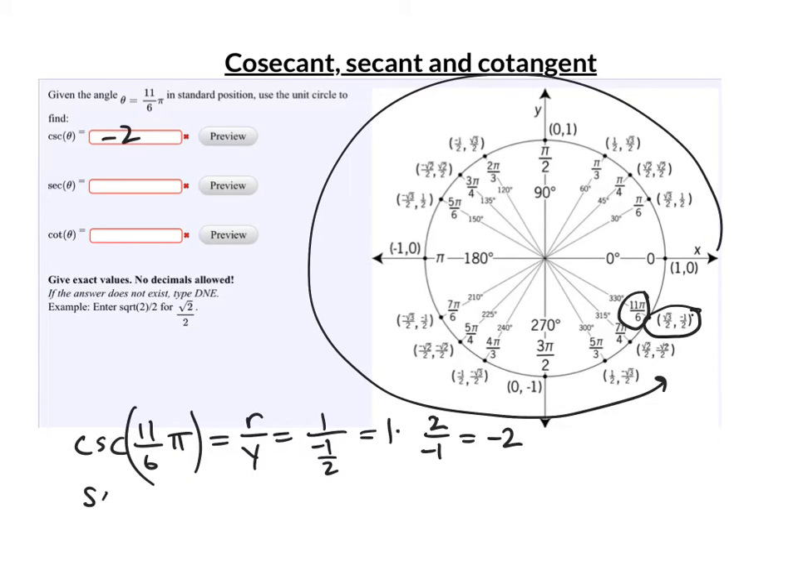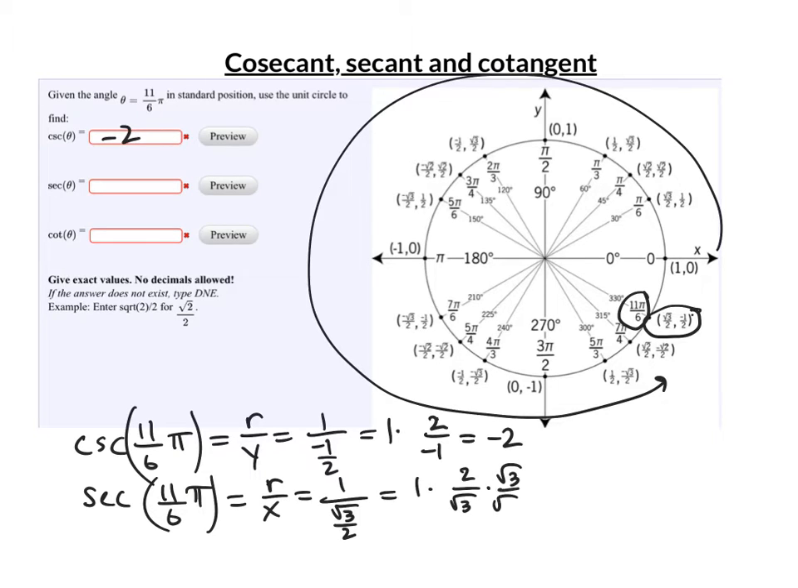The secant of 11 pi over 6, that's the reciprocal of cosine. It's r over x. So that's 1 over, our x is √3 over 2. So this is 1 times, and we'll flip that, multiply by the reciprocal, 2 over root 3. But we're going to have to rationalize, root 3 over root 3. So it's 2 root 3 over root 9, which is 3.